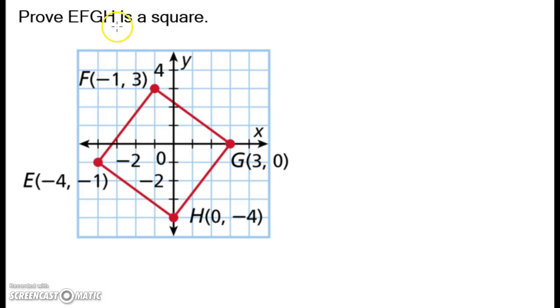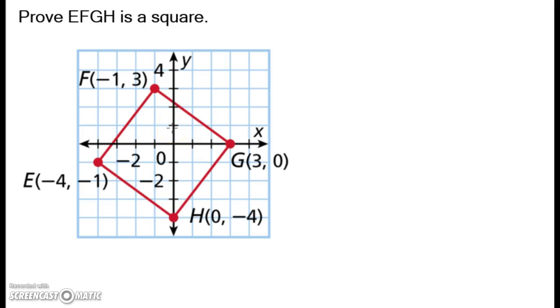Or I could prove that EFGH is a square using its diagonals. I know that the diagonals of a square have to be congruent, perpendicular bisectors. Now, I think it's easier to prove that EFGH is a square using the sides than it is by using the diagonals. So I'm going to do it with the sides.